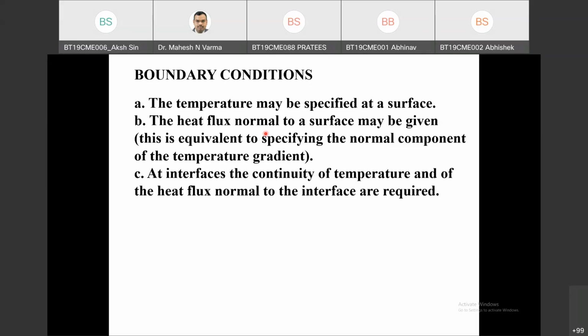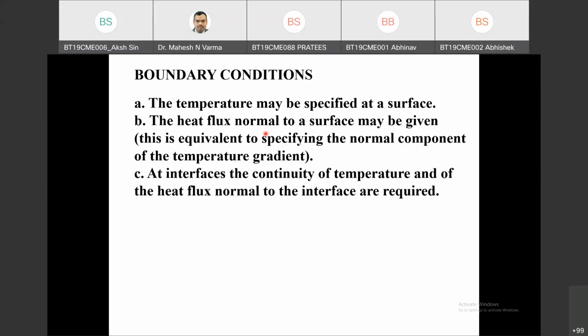Third type of boundary condition. Here you can say at the interface there will be continuity of temperature and heat flux. This is exactly similar to the modified no slip boundary condition. There was a continuity of velocity and momentum flux. So modified no slip boundary condition.